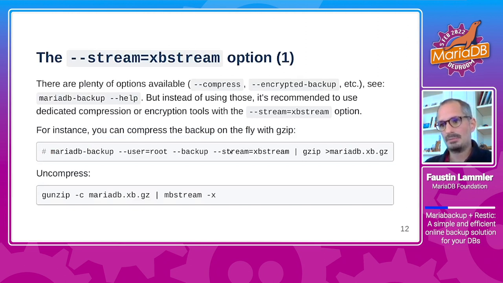Let's speak about an important option that we will be using with Restic in the next part of this presentation. This option permits you to serialize your backups. And with this very practical option, you can, for instance, compress your backups on the fly. So this is what the compression with gzip would look like. To uncompress it, you will be using the mbstream tool that is also provided with the MariaDB backup tool.